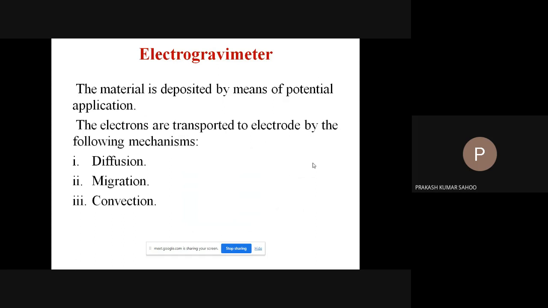The electrodes are transported to the electrode by the following mechanisms, that is diffusion, migration, and convection. So these three are the mechanistic steps which are involved in electrogravimetry.